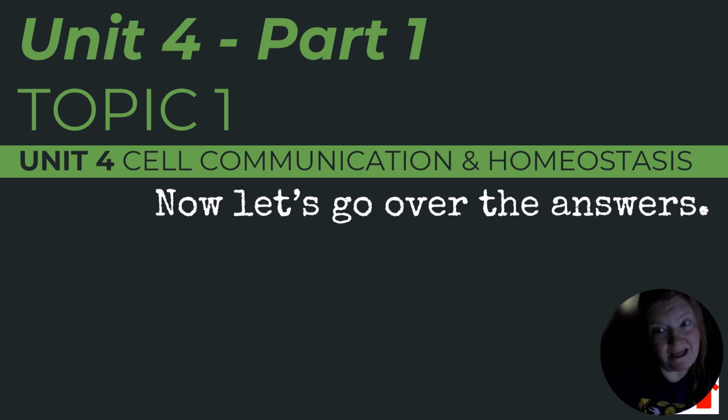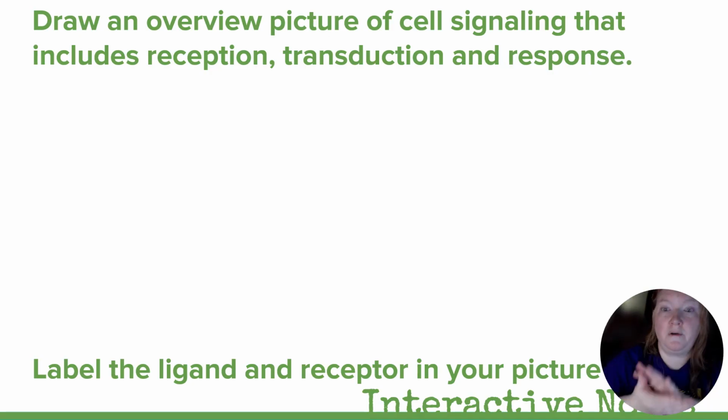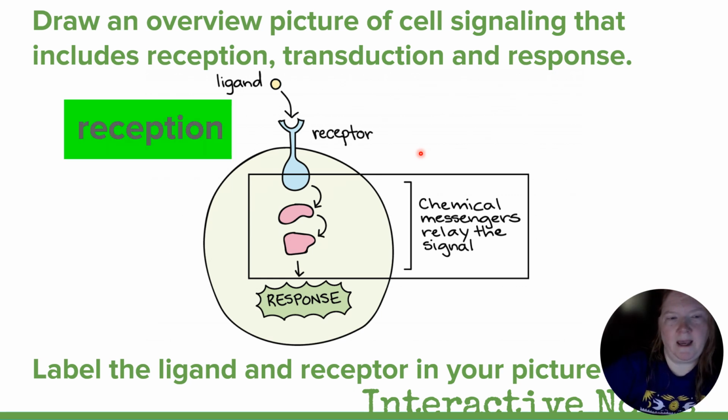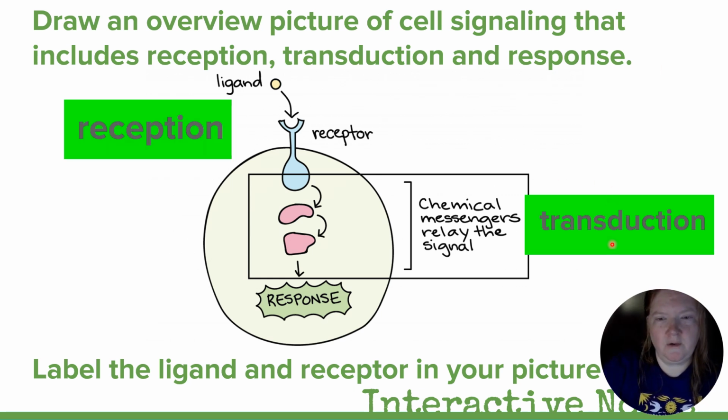Now we're going to go over the answers. So first, draw a picture of cell signaling that includes reception, transduction, and response. So here's an example of a picture. We have reception right here. We have transduction right here. That message gets relayed. And then we have response here.